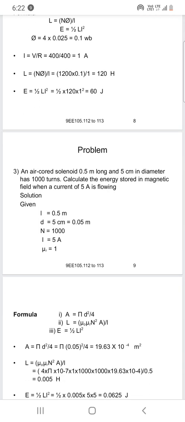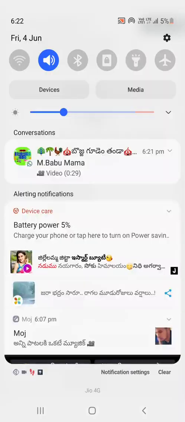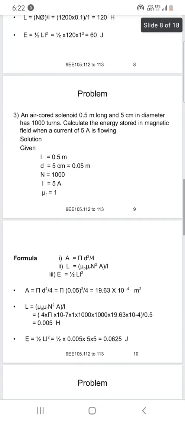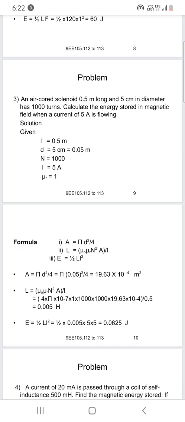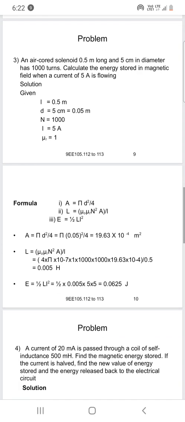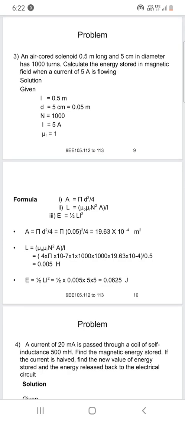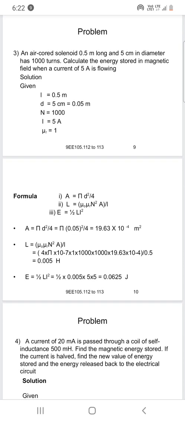Next, the third problem. An air core solenoid is 0.5 meter long, 5 centimeter in diameter, and has number of coil turns equal to 1000. Calculate the energy stored in the magnetic field when a current of 5 ampere is flowing.